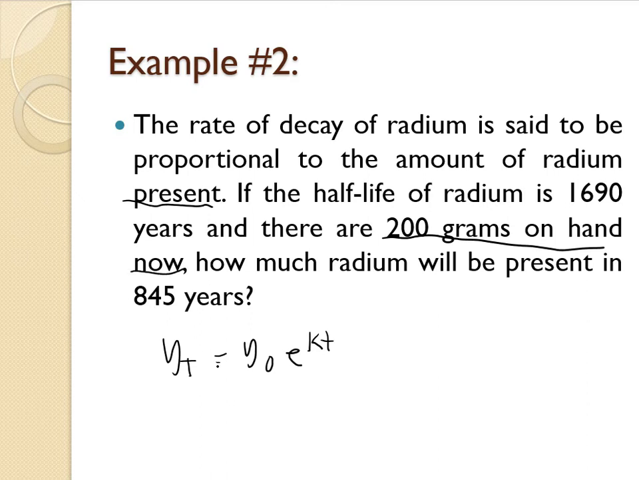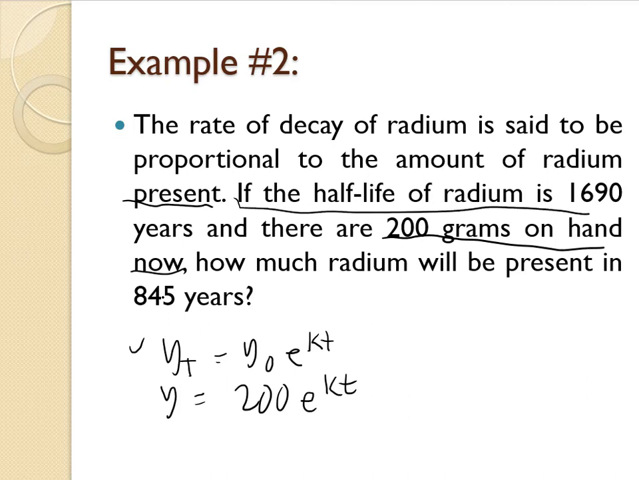Okay, so this general equation can be written based on the problem as y equals 200, no, the initial population or the initial count, times e raised to kt. And then it says half-life, no? If the half-life of radium is 1690 years, the initial 200 grams of radium will be reduced to half according to the problem.